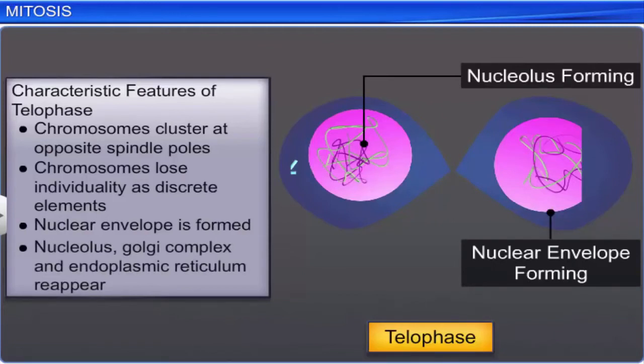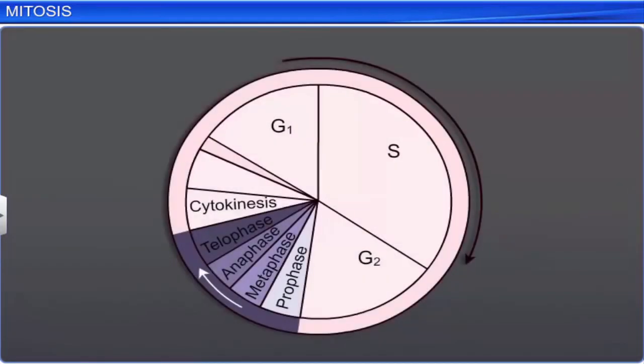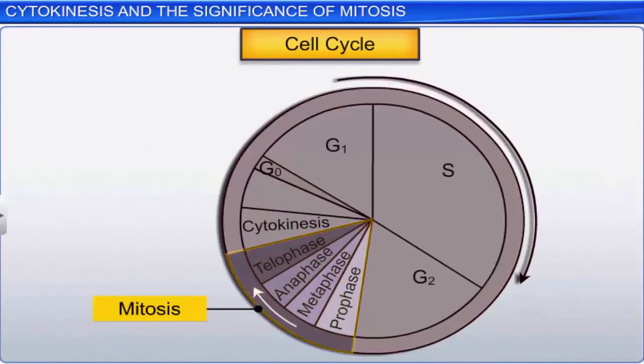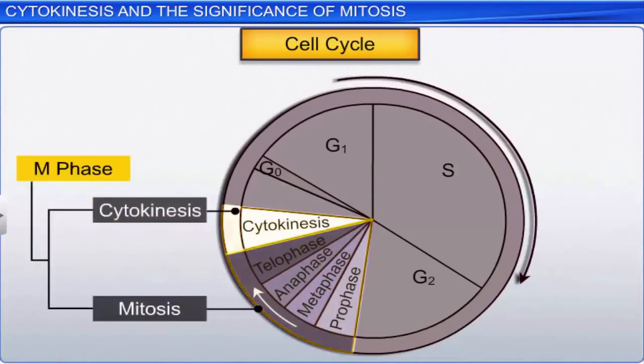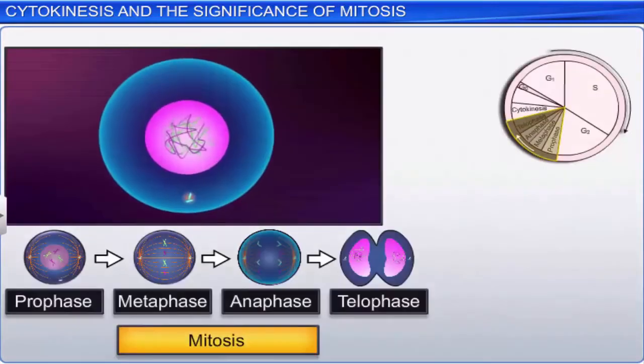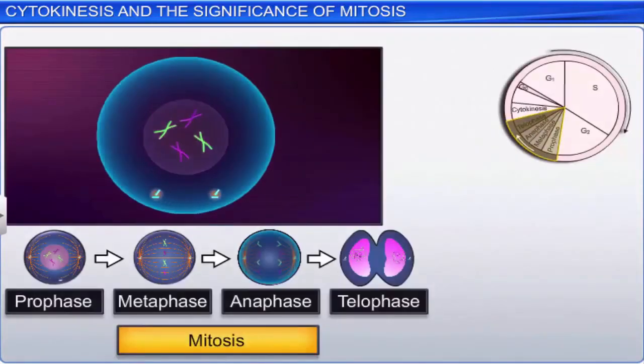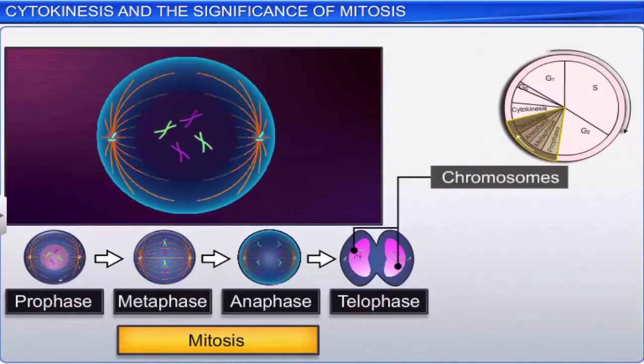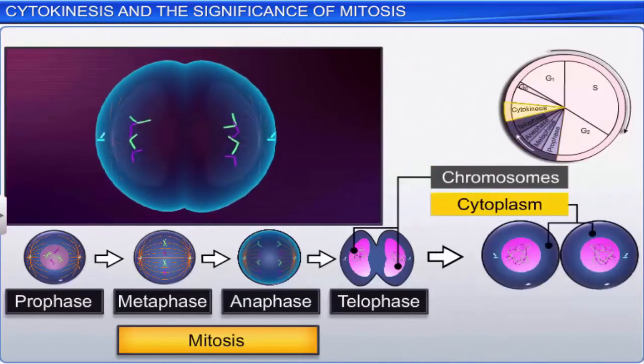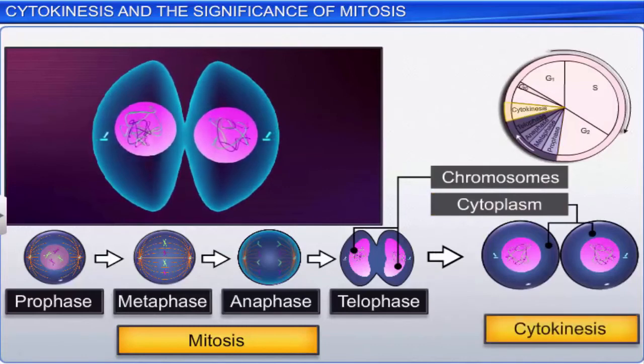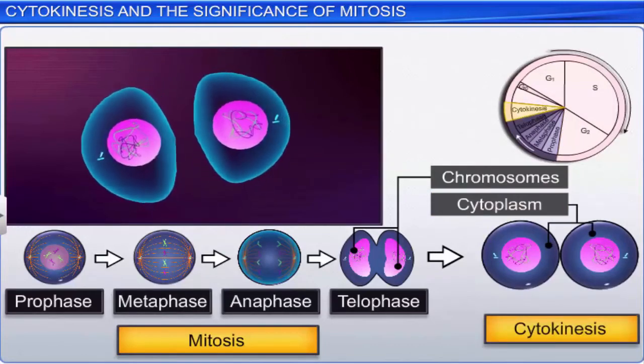Thus, mitosis is divided into 4 stages, at the end of which a cell segregates its chromosomes into 2 identical sets in 2 daughter nuclei. Mitosis or karyokinesis, along with cytokinesis, defines the M phase or the mitosis phase of the cell cycle. Mitosis results in the segregation of duplicated chromosomes into 2 daughter nuclei and is followed by the division of cytoplasm, that is cytokinesis, to produce 2 daughter cells.